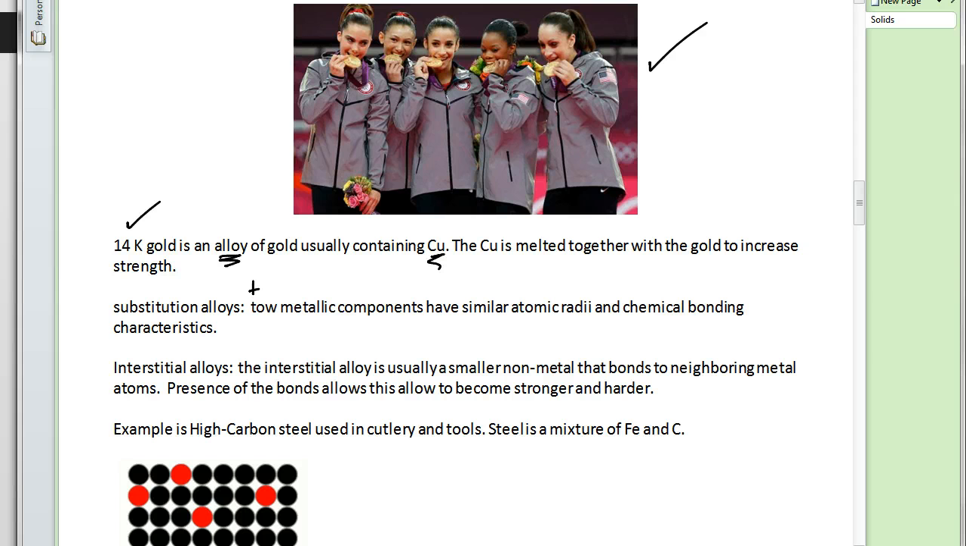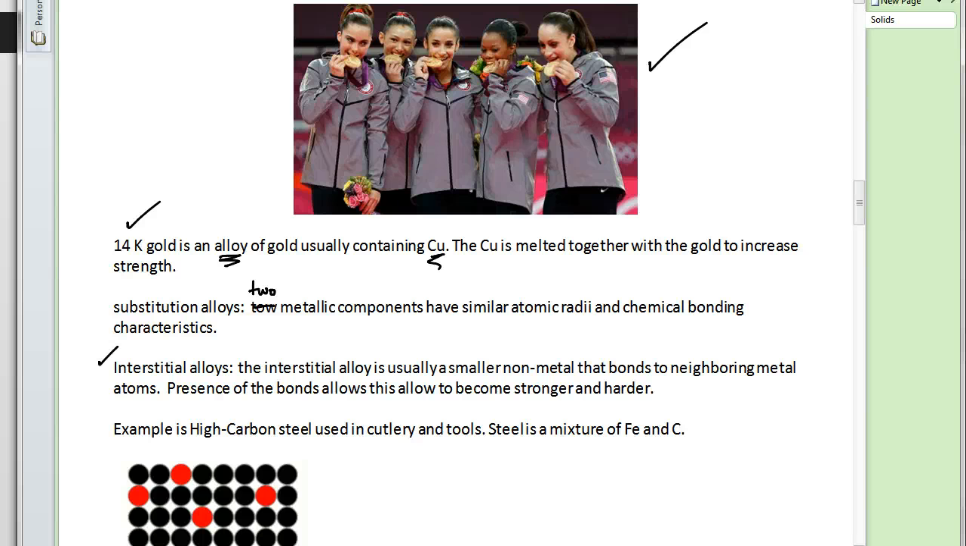Okay. Now, let's talk about the two different types of alloys, and I can already see I made a typo there. This is 2. Substitutional alloys are two metallic compounds that have a similar atomic radii and chemical bonding characteristics. A good one is we could melt gold with silver to make a new alloy because they have a similar atomic radius.